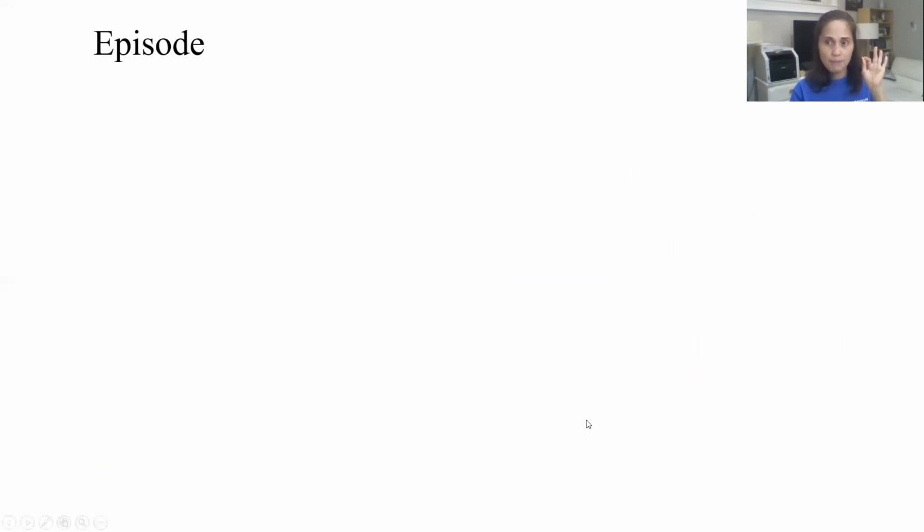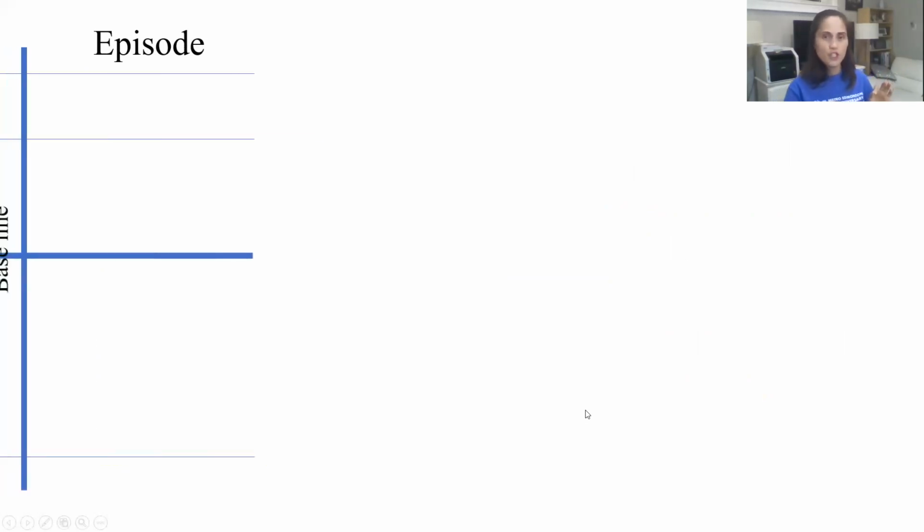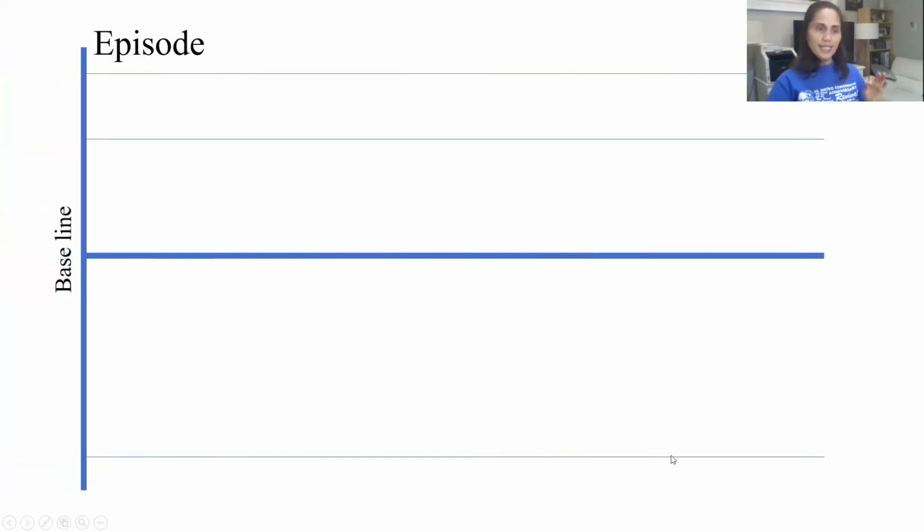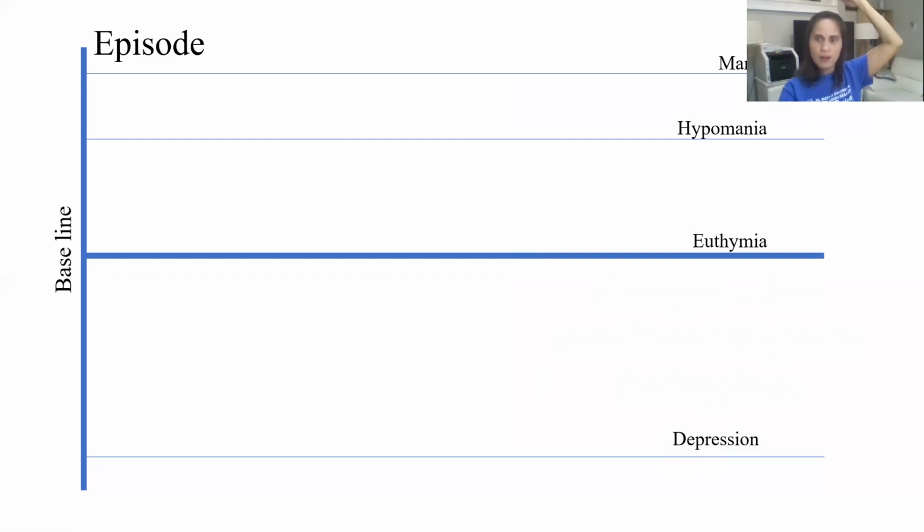Now, we are going to look at this graph, but we're just going to tackle 3 types of bipolar disorder in it. This is the baseline, the line of euthymia. This bottom line is the depression line. The line above euthymia is the hypomania, and the upper one, where emotions are really high, is the mania.